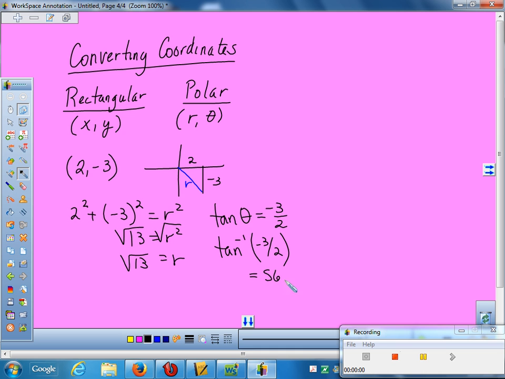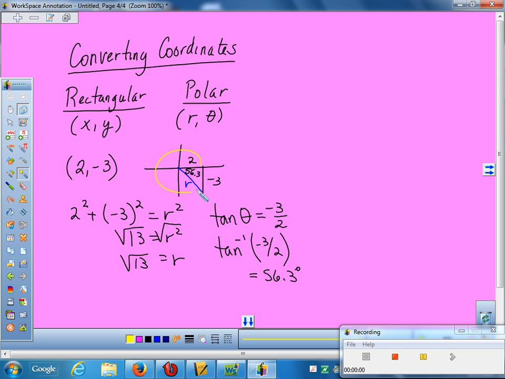Is that the direction we're actually going in? Because this is polar coordinates, you got to be going from 0 to 360. We're clearly down here in the fourth quadrant. That's not 56 degrees in direction. So you just know the reference angle is 56.3. How are you going to get the actual direction you're going in?